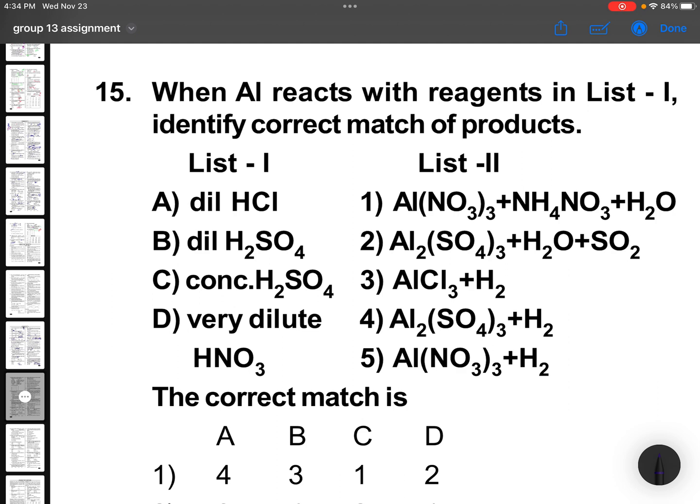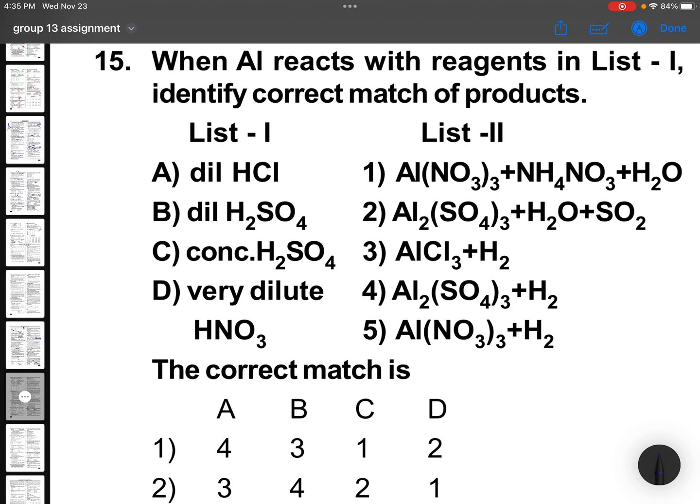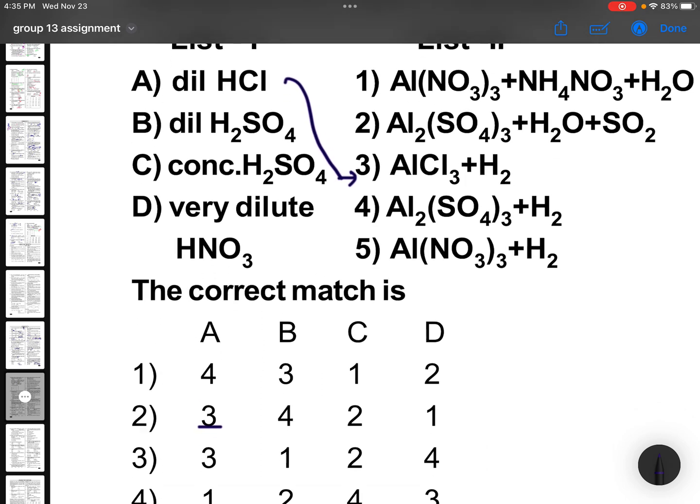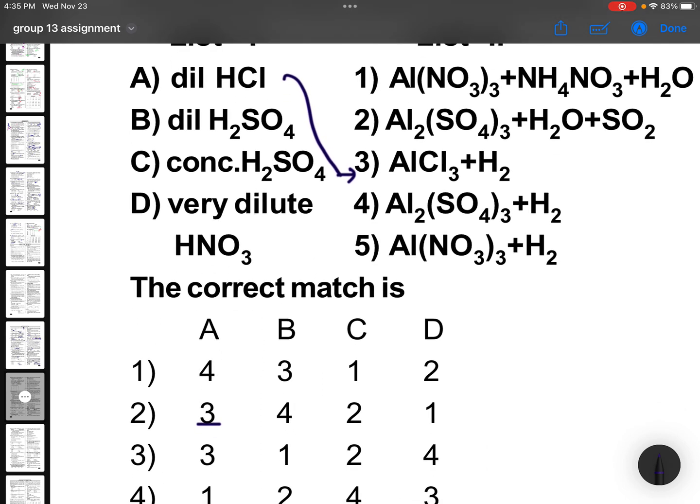Then, when aluminium reacts with the reagents in list 1, identify the products. Aluminium with dilute HCl gives aluminium chloride and hydrogen gas. It must be aluminium. Here, looking at the options: aluminium with dilute HCl gives AlCl3 and H2, so A should be 3. Two options are there; we'll check the remaining options also. Dilute H2SO4: hydrogen gas should come, and aluminium sulfate. So B should be 4. Done.